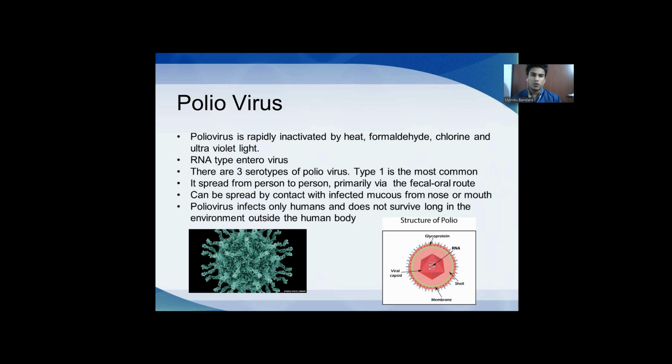Let's talk about poliovirus. Poliovirus is rapidly inactivated by formaldehyde, chlorine, heat, and ultraviolet light. It is an RNA type enterovirus. There are 3 serotypes of poliovirus: type 1, type 2, and type 3. Type 1 is the most common in the world.